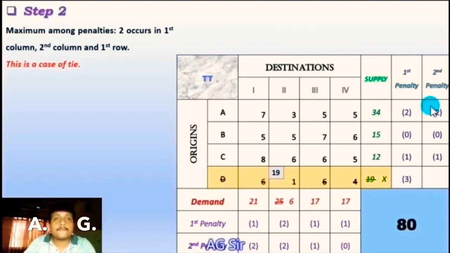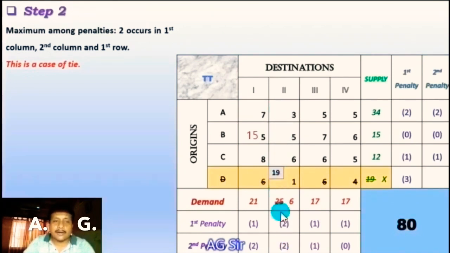You have to look for maximum allocations possible along these rows or columns. Let us start with the first column. In the first column, the minimum cost cell is 5. At 5, you can find that you have supply of 15 units and the demands of 21 units. Minimum of 15 and 21 is 15. So one can plan to allocate 15 units at this cell. Is not it?